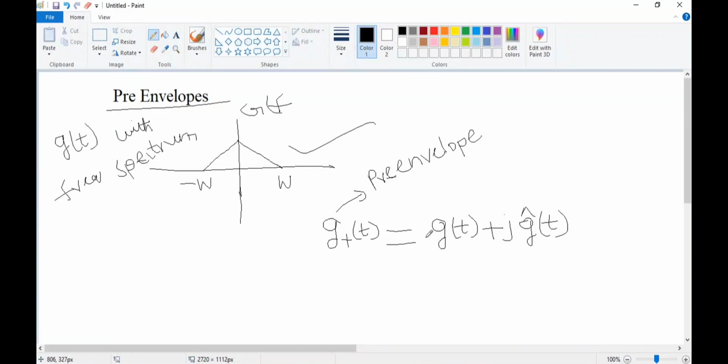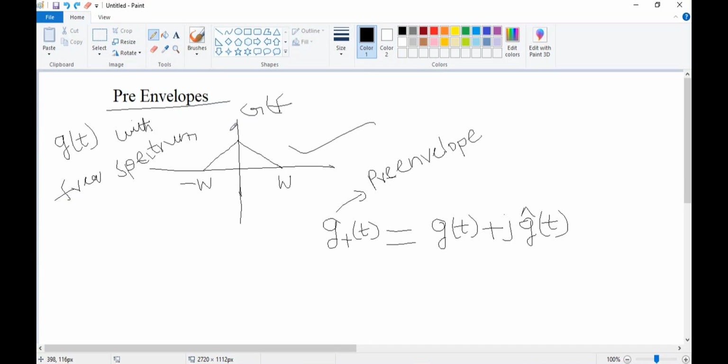This is where the Hilbert transform comes into the picture. Let me repeat the statements again. Any low pass signal will have both the negative frequencies and the positive frequencies. If we want to have only the positive frequencies, or only the negative frequencies, I think you would have heard about single sideband modulation. Have you heard about single sideband modulation?